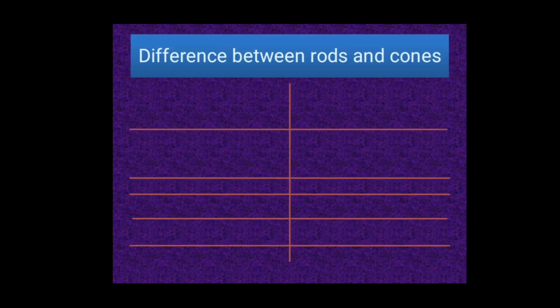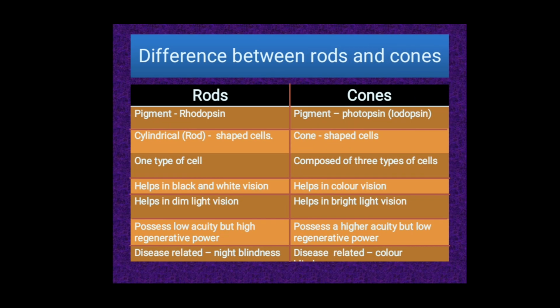So let's see the difference between rods and cones. What are the functions? What are its peculiarities? How they perform its function? All these are coming under this table. The rods contain a pigment called rhodopsin. Pigment means a color giving substance.